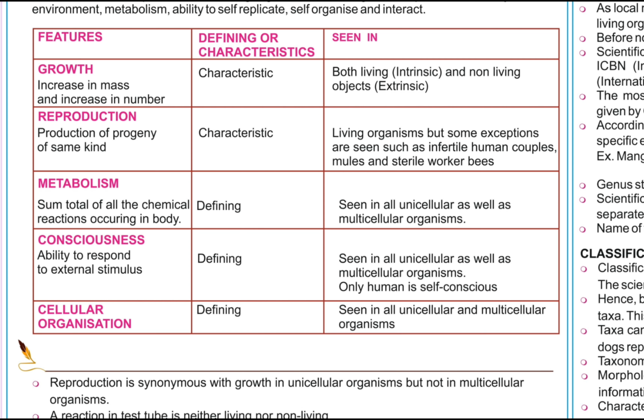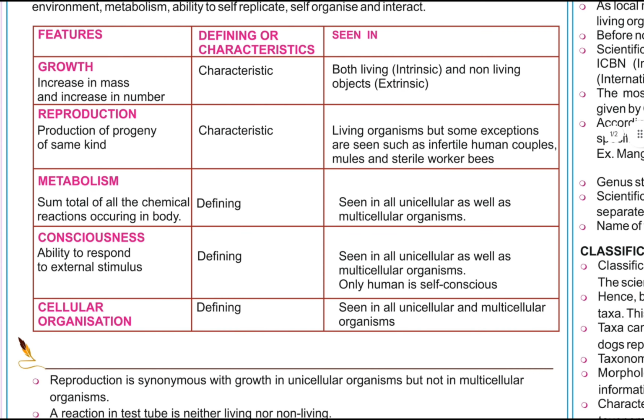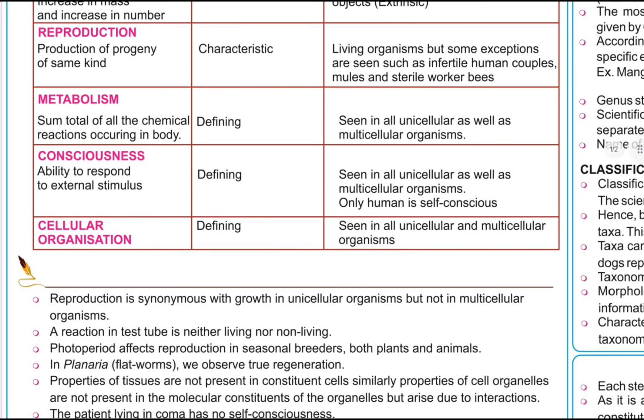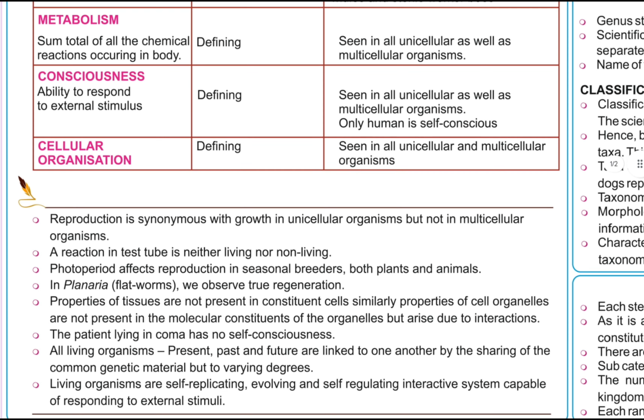It's a characteristic property. Growth in living is intrinsic and in non-living objects is extrinsic. Reproduction: production of progeny of the same kind. Characteristic of living organisms, but some exceptions are seen such as infertile human couples, mules and sterile worker bees. Metabolism: sum total of all the chemical reactions occurring in the body. Defining, seen in all unicellular as well as multicellular organisms.